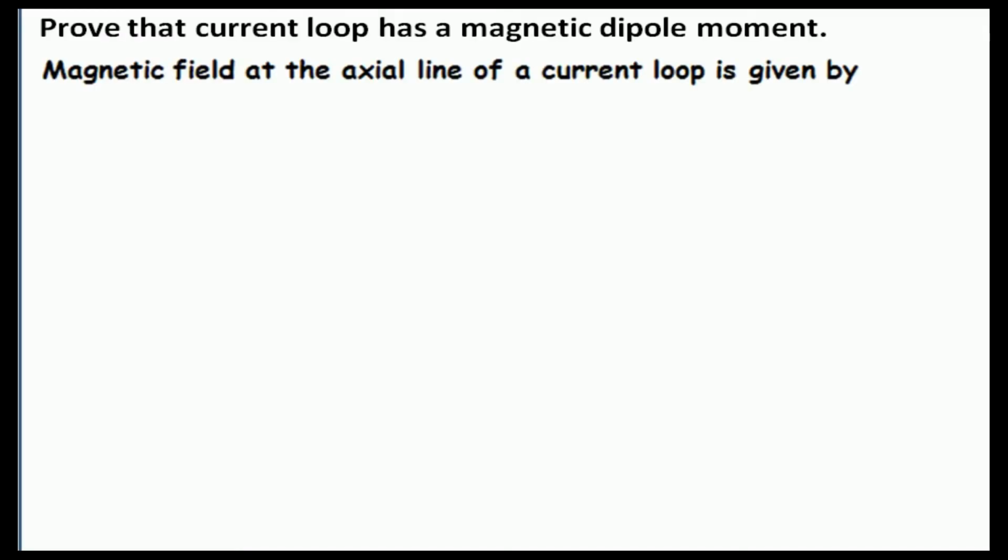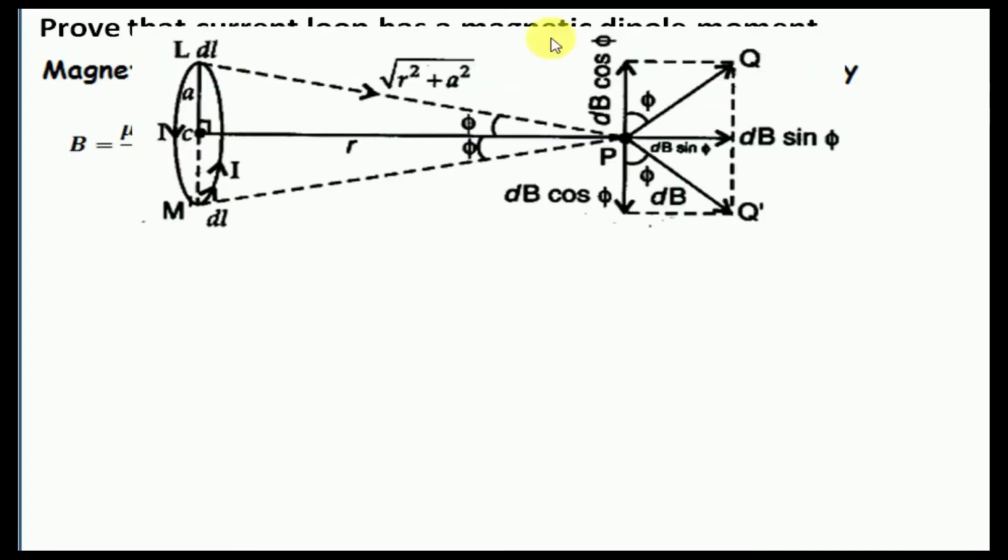Now we'll prove that the current loop acts as a magnetic dipole. In the picture we have already seen there are two poles for a current carrying loop. Out here we'll prove it mathematically. The magnetic field at the axial line of a current loop is given by this. This we have already done in our previous classes. This is how we derive the magnetic field at the axial line.